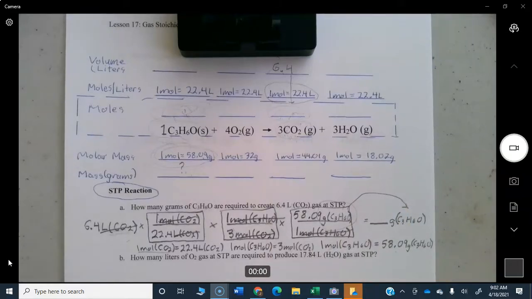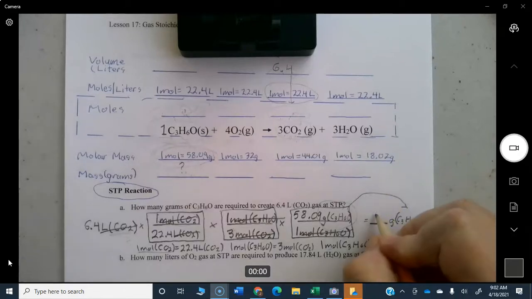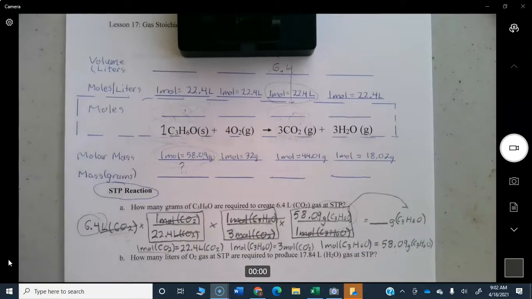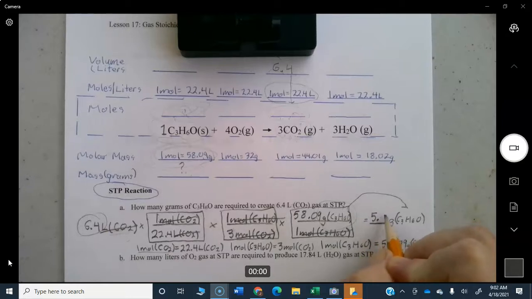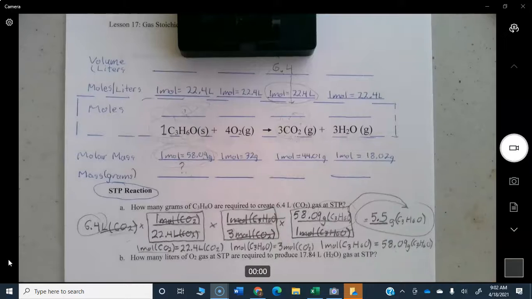All right, so now you're going to multiply. You can punch this in as one long equation: 6.4 times 1 times 1 times 58.09. Now hit the divided by sign: divided by 22.4 divided by 3 divided by 1, and that equals 5.53. Two significant figures because of the 6.4 there, so 5.5. Okay, and that's your final answer. So again, work this a second time, a third time until you can do it perfectly. Okay? All right, let's keep going.